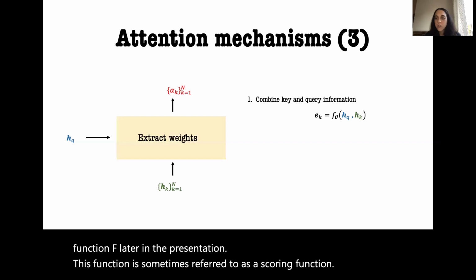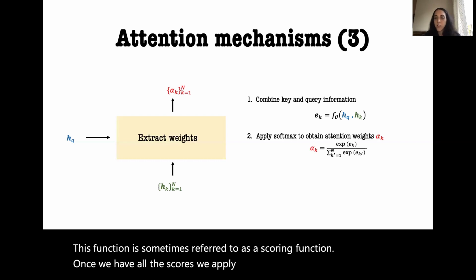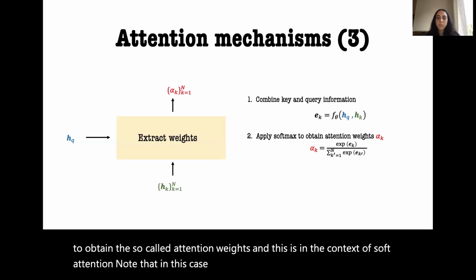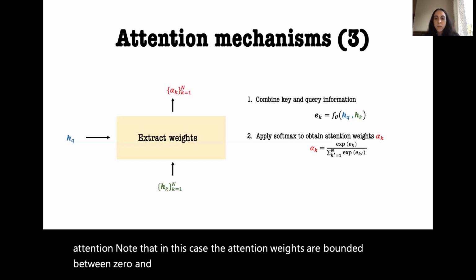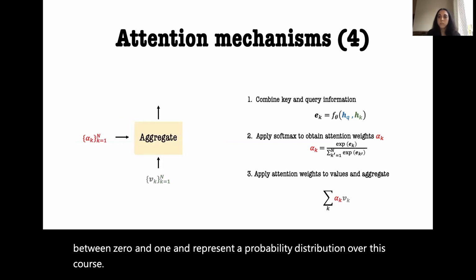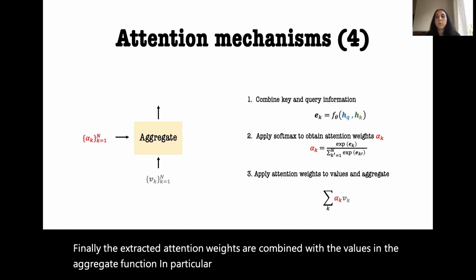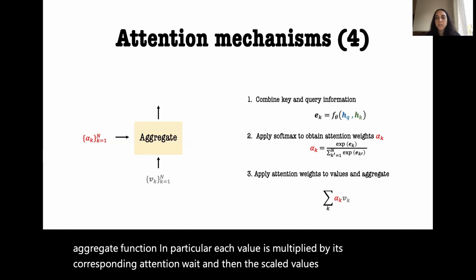Once we have all the scores, we apply a softmax nonlinearity. This allows us to obtain the so-called attention weights, and this is in the context of soft attention. Note that in this case, the attention weights are bounded between 0 and 1 and represent a probability distribution over the scores. Finally, the extracted attention weights are combined with the values in the aggregate function. In particular, each value is multiplied by its corresponding attention weight, and then the scaled values are aggregated by means of a summation.